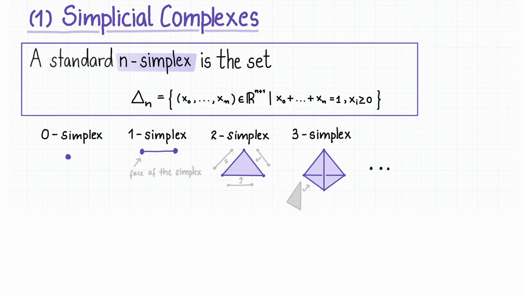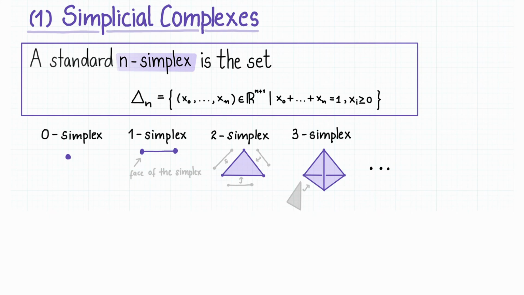To understand how we're going to glue them, we need to know what the face of a simplex is. If you notice, for each of these standard simplices, the boundary is made up of n-1 simplices. The boundary of the 2 simplex is made up of 3 1 simplices, and for the 3 simplex, there are 4 2 simplices which make up the boundary. Each of these n-1 simplices on the boundary is called a face of the simplex. And what we do is we take these simplices and glue them along their faces.